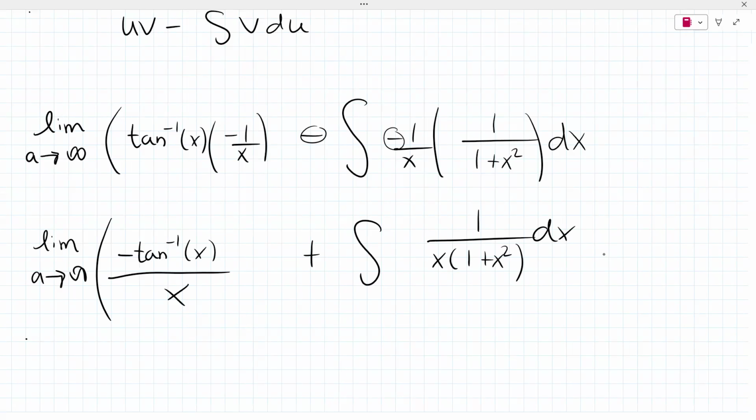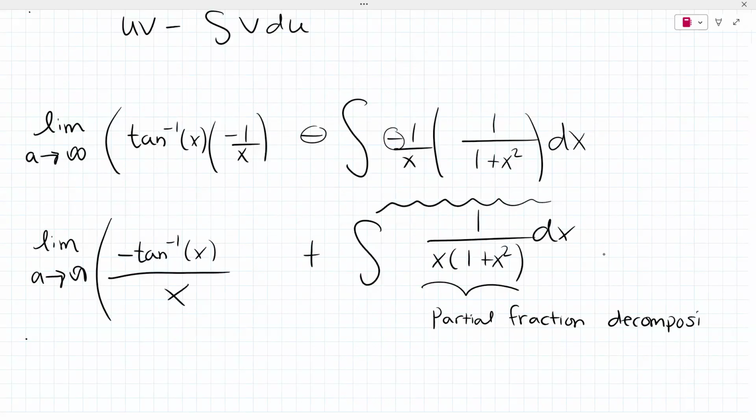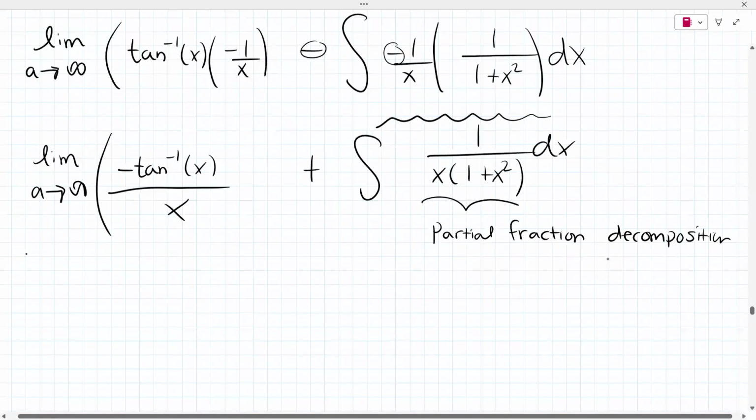What can we do now? Let's look at this part right here: the integral of 1 over x times 1 plus x squared dx. How would we take the integral of that? If you said partial fraction decomposition, that's correct. We're going to take the integral by using partial fraction decomposition. Let's do that.